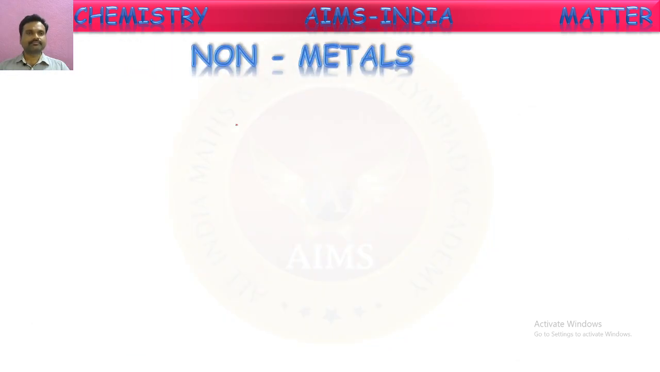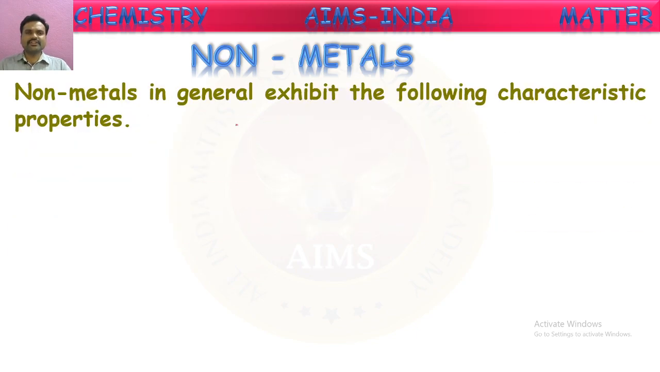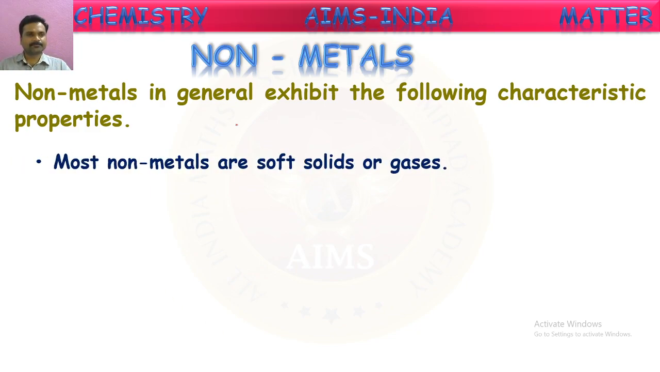Next, non-metals. Non-metals in general exhibit the following characteristic properties. So for non-metals also there are some peculiar properties. When substances exhibit these properties, they can be considered non-metals. What are those properties? Let us see here.